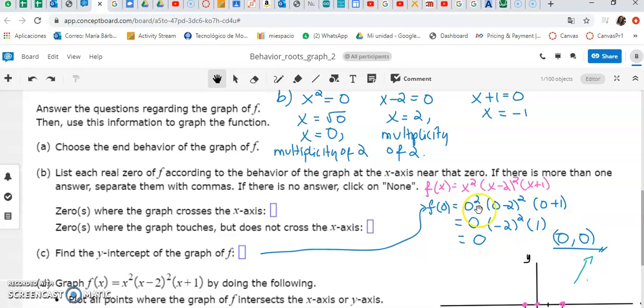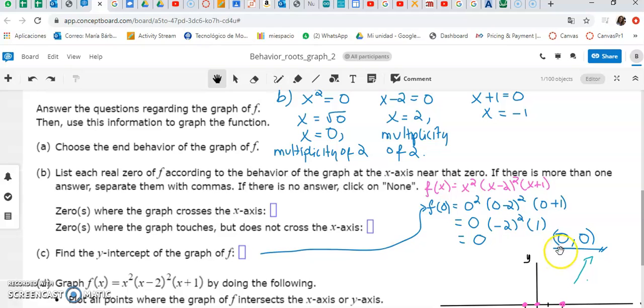And then 0 to the second is 0. Then we have 0 minus 2 is minus 2. And we raise minus 2 to the second power. And then we have here 1. 0 plus 1, 1. Then we multiply all of them. 0 times -2 times -2, this is +4. So 0 times +4, 0 anyway, okay? And then 0 times 1, 0. So we have that the answer for f of 0 is 0.